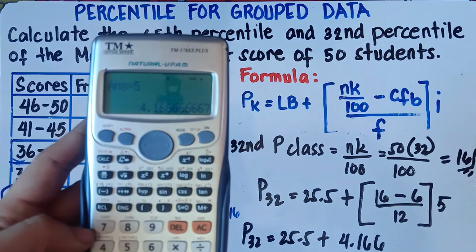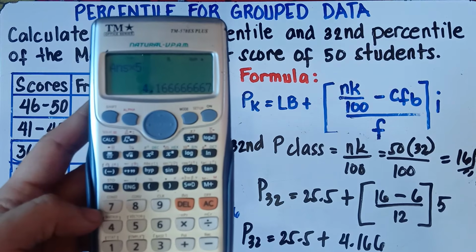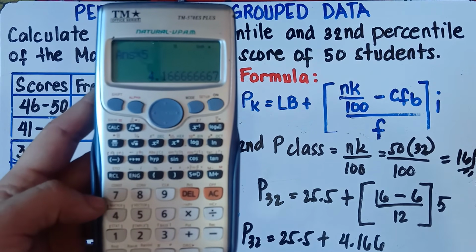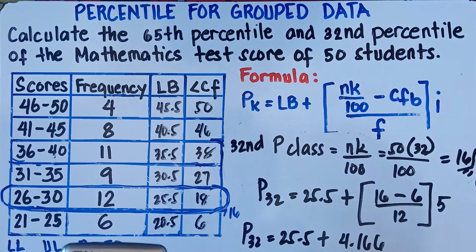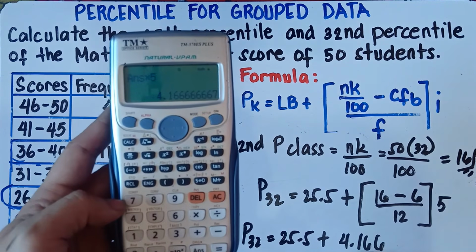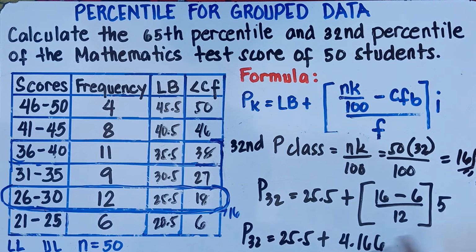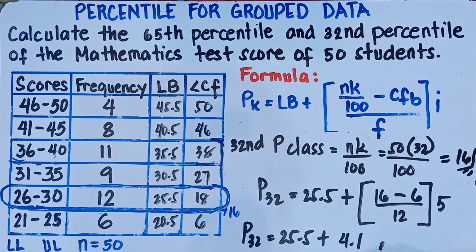Once again, 4.166. Two-digit decimal, after the second decimal digit comes 6, therefore we need to round up. So 4.16 becomes 4.17.